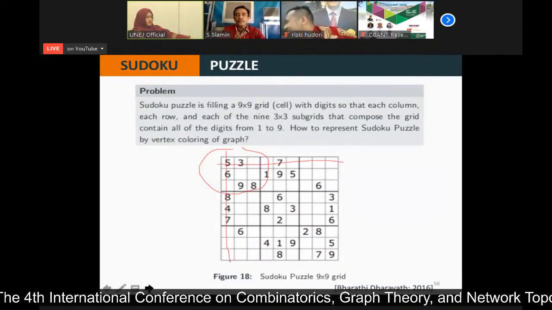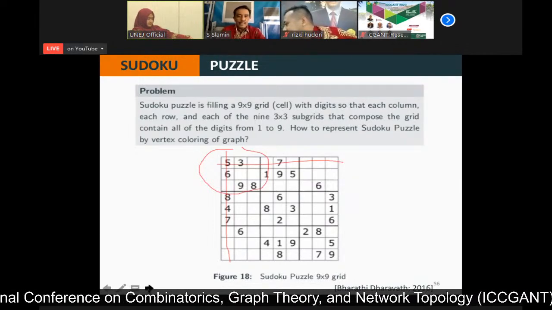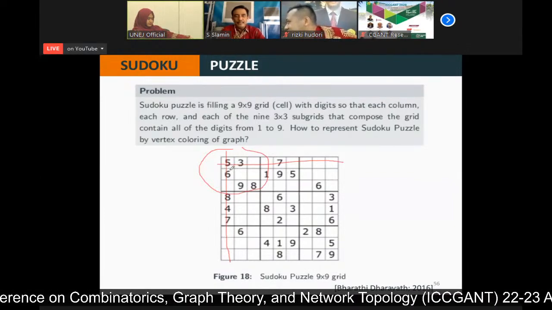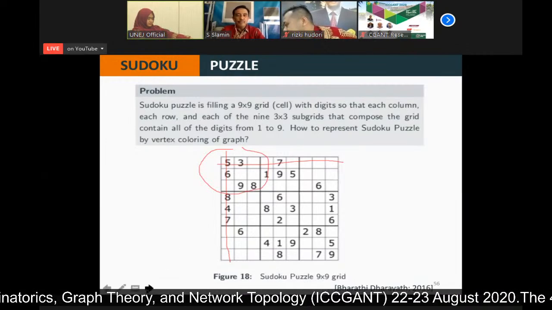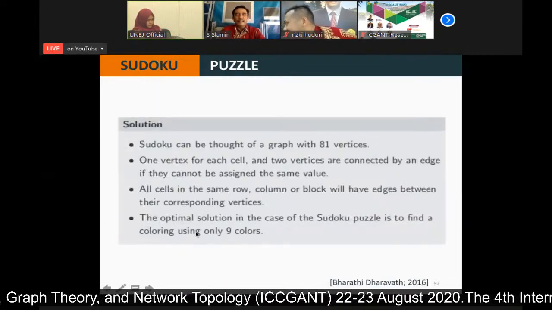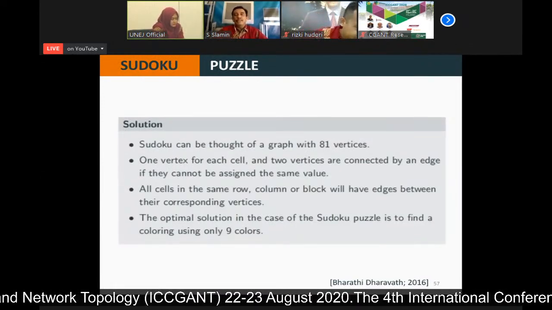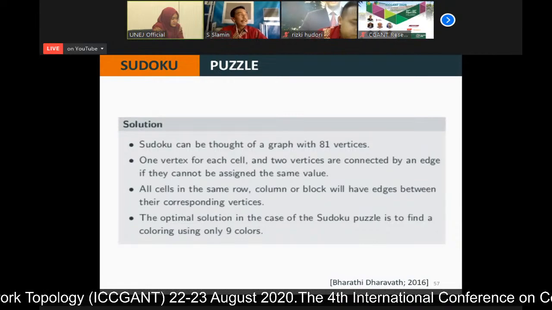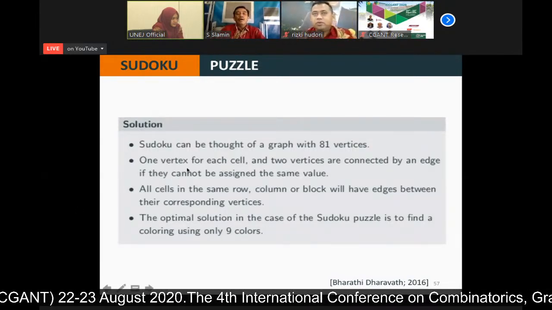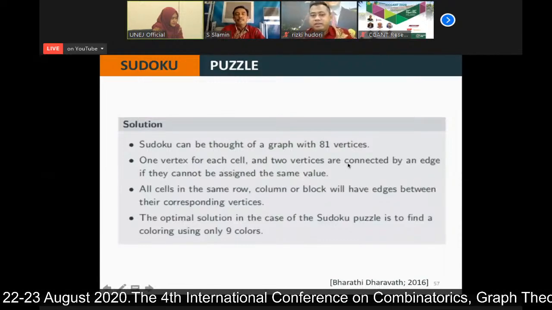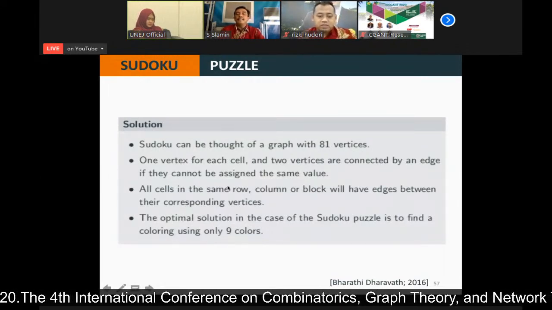So you can represent this Sudoku puzzle as vertex coloring of a graph. If you see here, there will be 81 vertices in the graph. It is crowded. So that's the solution. Sudoku can be thought of as a graph with 81 vertices, one vertex for each cell, and two vertices are connected by an edge if they cannot be assigned the same value.